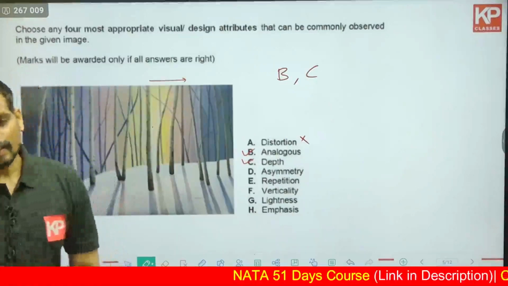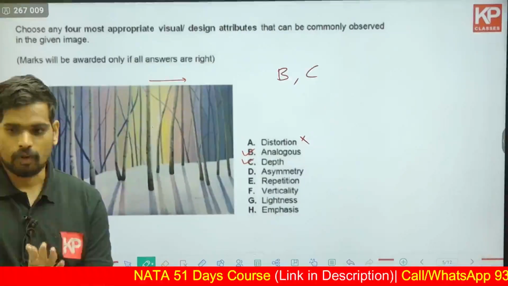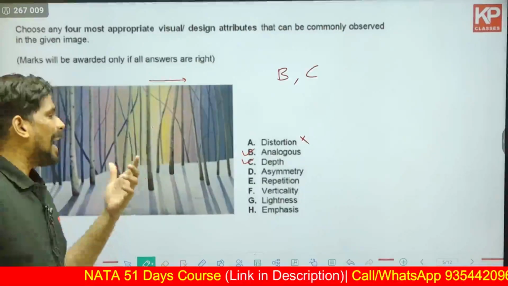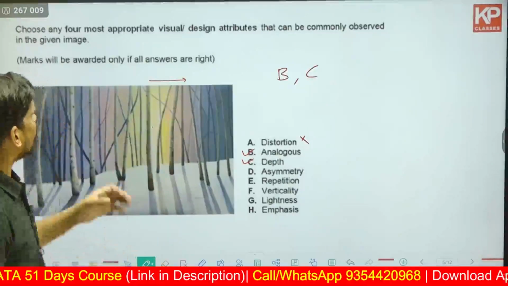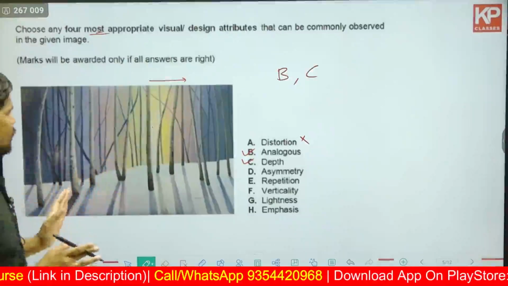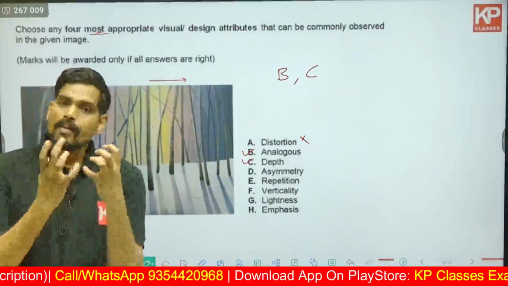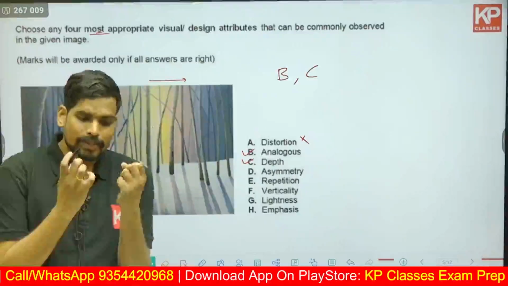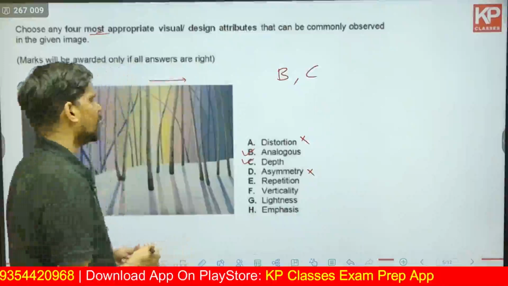Asymmetry. Now technically speaking, you can say that this is not a perfectly symmetrical representation or form, but still asymmetry is not something which is highlighted in the composition. So asymmetry is not most appropriate. You can say, yeah, this is not perfectly symmetrical. You see the branches are not the same on both sides. But still, that is not the representative feature of this image. So that's the reason we are not going to select asymmetry.